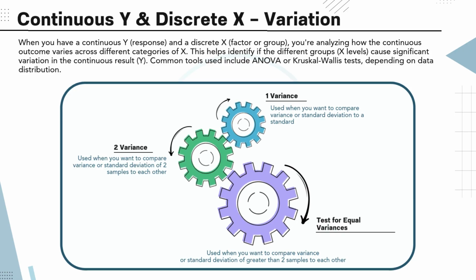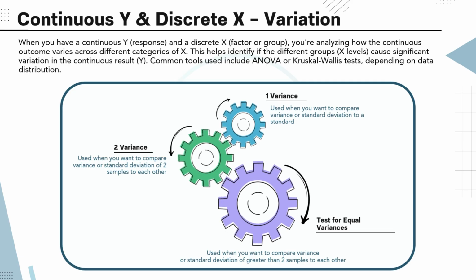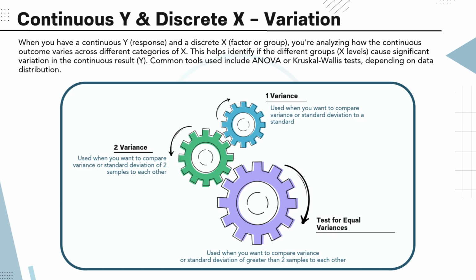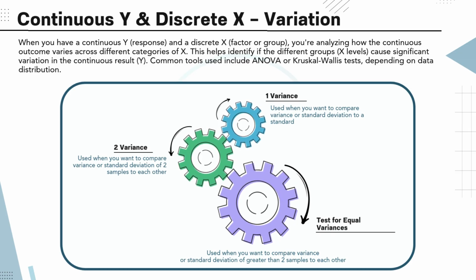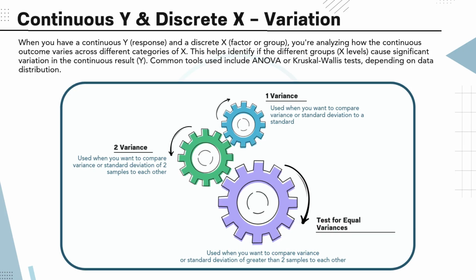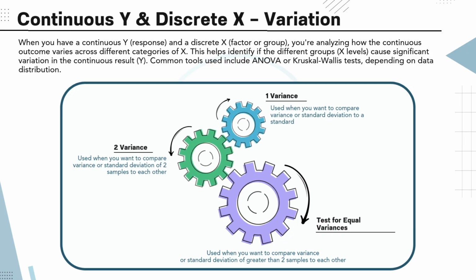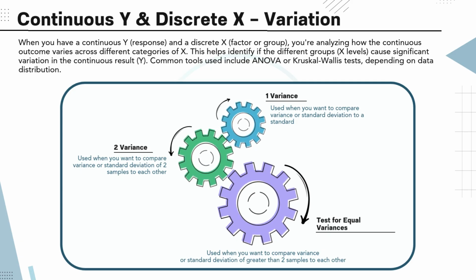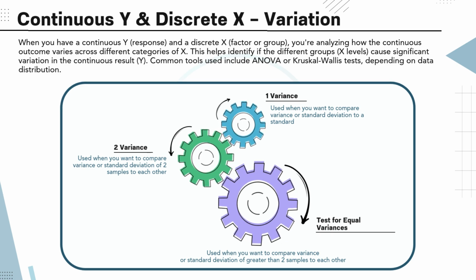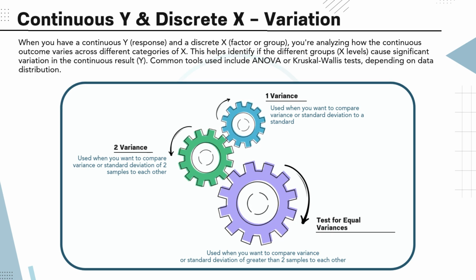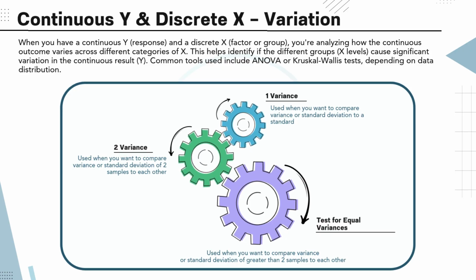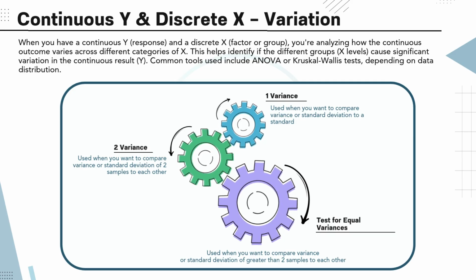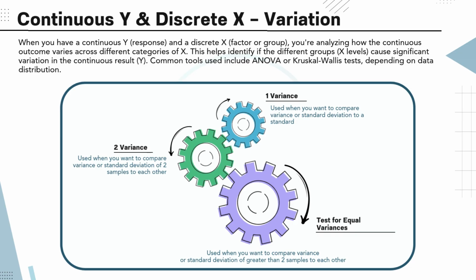Test for equal variances. Before applying ANOVA or similar statistical methods, it's important to check whether group variances are equal. This test tells us whether it's safe to proceed with parametric tests that assume homogeneity of variance. We often use tools like ANOVA for normal data or Kruskal-Wallis when the data doesn't follow a normal distribution. In summary, understanding how variation behaves across discrete groups helps us pinpoint inconsistency, improve process control, and make better decisions based on data.